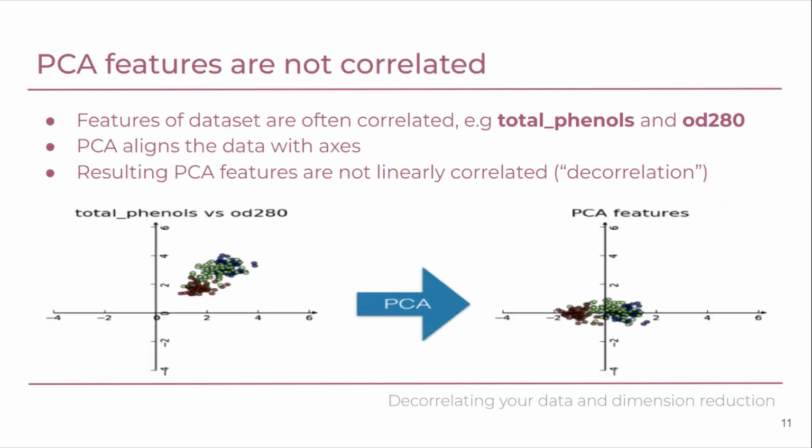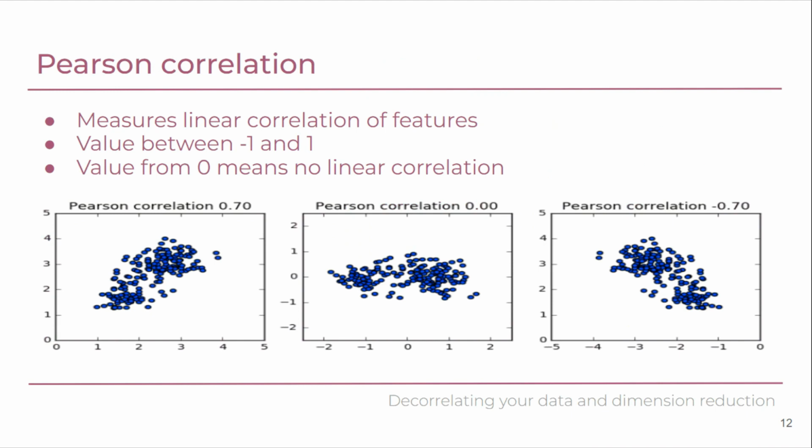It is often the case that the features of a dataset are correlated. This is the case with many of the features of the wine dataset, for instance. However, PCA, due to the rotation it performs, decorrelates the data, in the sense that the columns of the transformed array are not linearly correlated. Linear correlation can be measured with the Pearson correlation. It takes values between -1 and 1, where larger values indicate a stronger correlation, and 0 indicates no linear correlation. Here are some examples of features with varying degrees of correlation.